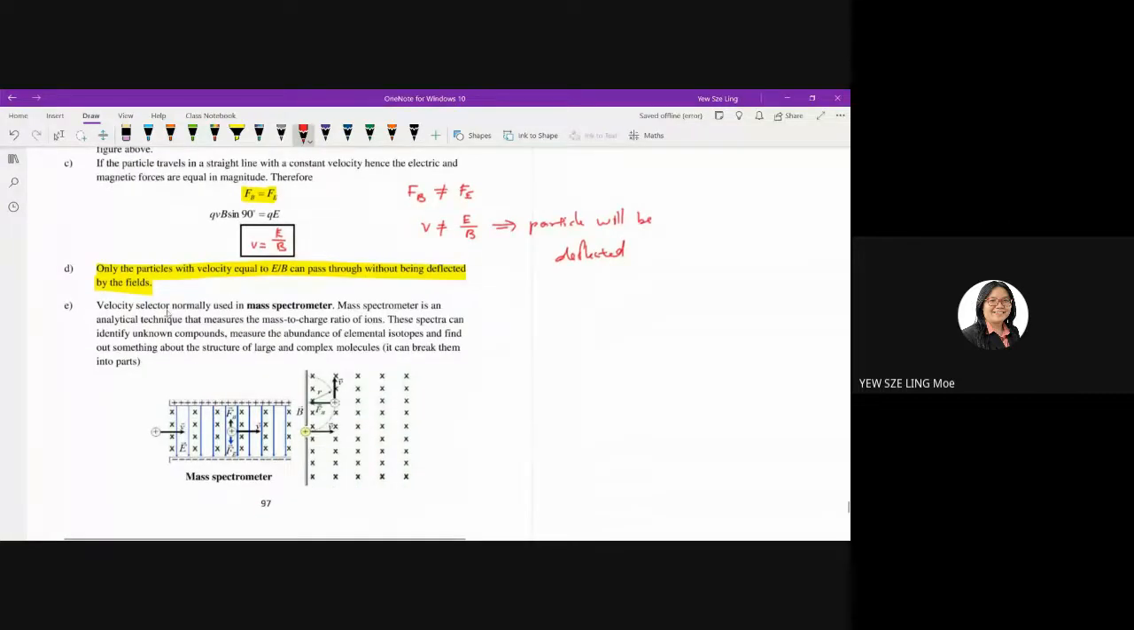So the velocity selector is normally used in a mass spectrometer. A mass spectrometer is an analytical technique that measures the mass to charge ratio of the ion. This spectra can identify an unknown compound. So we use the mass spectrometer to identify an unknown compound, measure the abundance of elemental isotopes and find something out about the structure of large and complex molecules.